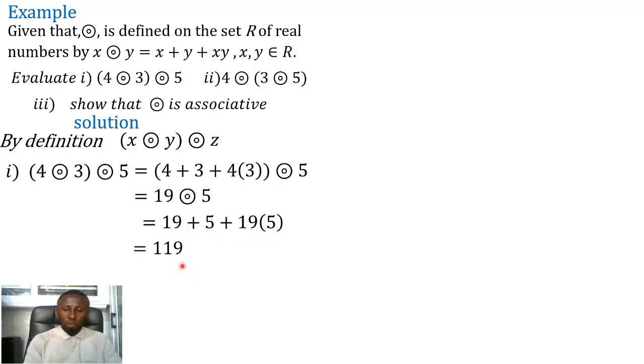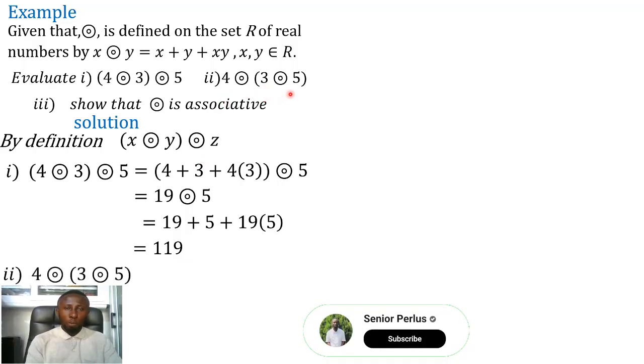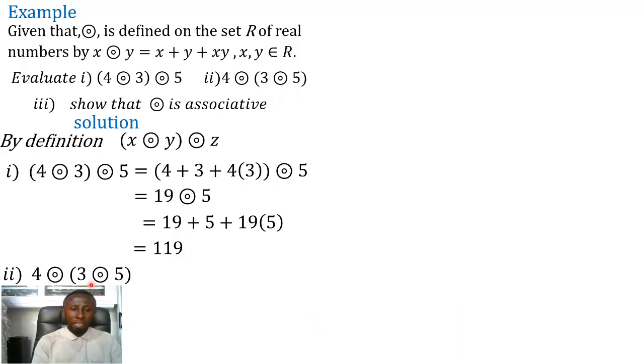Then it's what? 119. That's our final answer. Now, 4 operation, bracket 3 operation 5. Good. With here, the same thing. We would deal with the one in the bracket first.